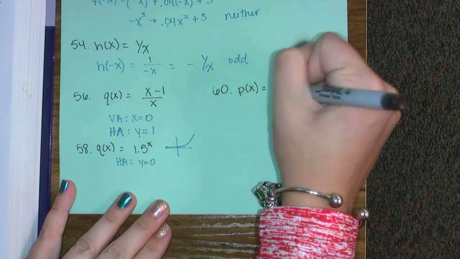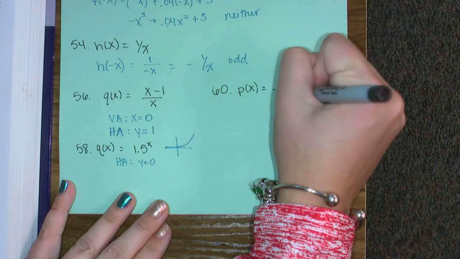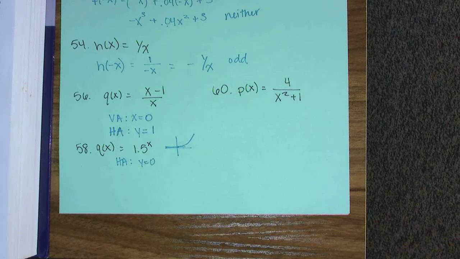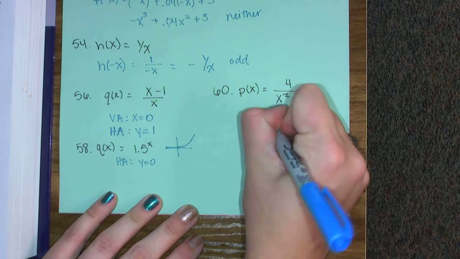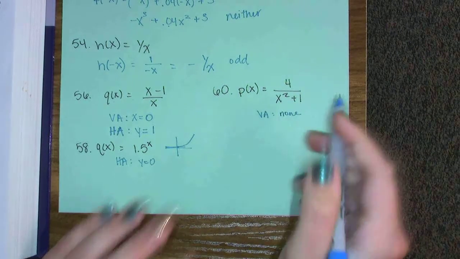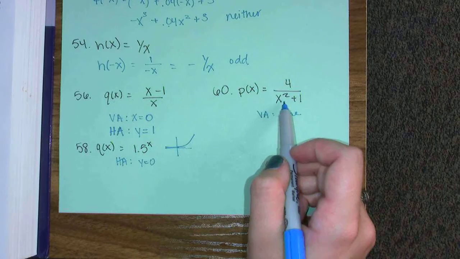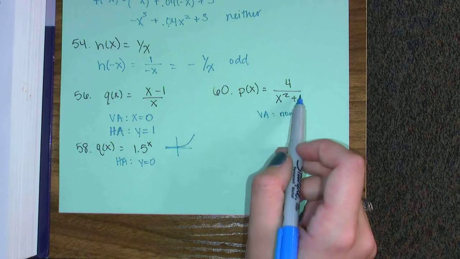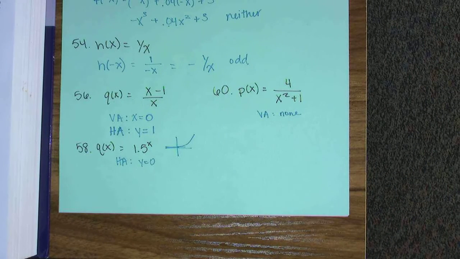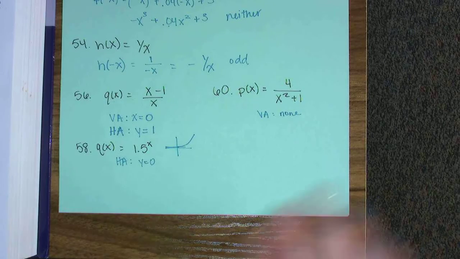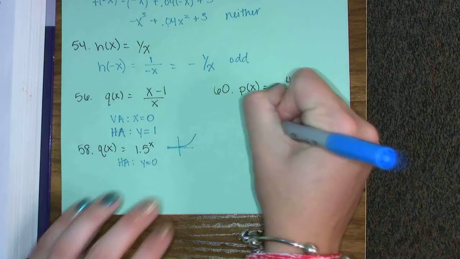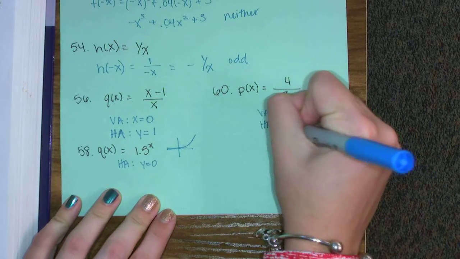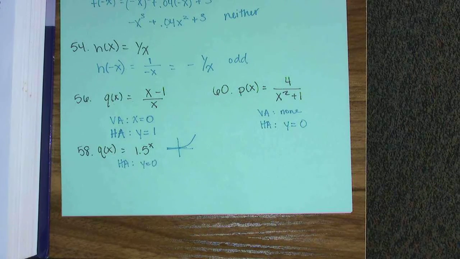Okay, P of x is equal to 4 over x squared plus 1. Are there any values that make this denominator 0 to give me a vertical asymptote? There is no vertical asymptote, because this is squared, so no matter what I use, I'm still going to have at least a 1 here, even if x was 0. So how about horizontal asymptote? Bigger on bottom, 0. So horizontal asymptote, y is equal to 0.